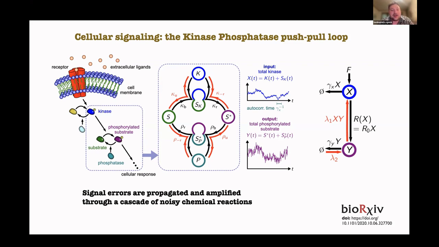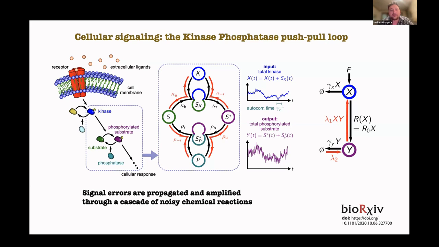Each part of this cascade consists of a kinase phosphatase push-pull loop seen here in the center. That loop is essentially an enzymatic loop wherein a kinase population will phosphorylate a substrate, and that phosphorylated substrate can be dephosphorylated by a phosphatase. And so in this signaling scheme, the total information input is the population of input kinase, and the total output is the population of phosphorylated substrate.